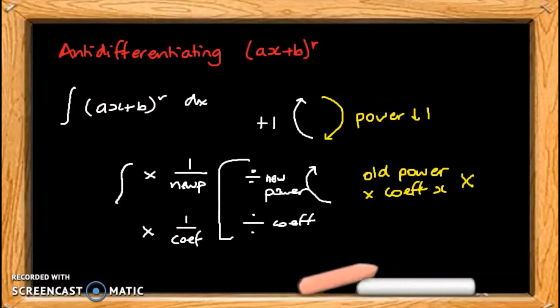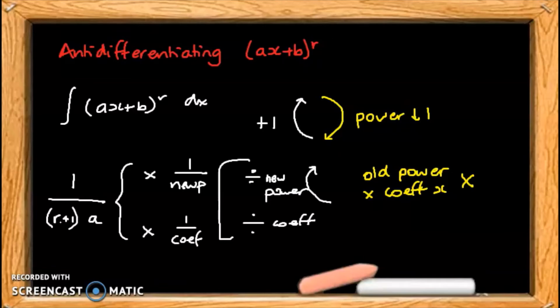Which means if I were to do this in a single step, my new power is increased by 1. So that's the same as multiplying by 1 over the new power, increasing by 1. And the coefficient is there. So this is what I'm going to multiply my expression by.